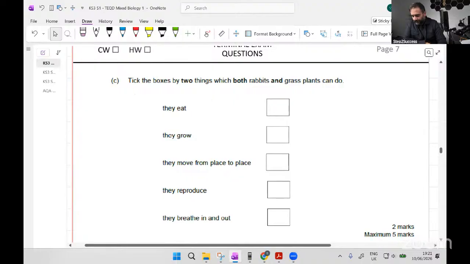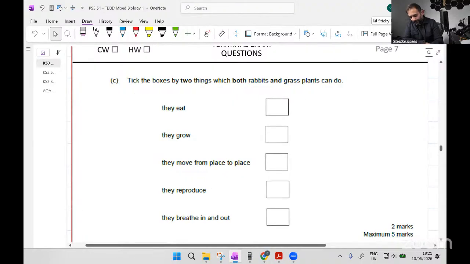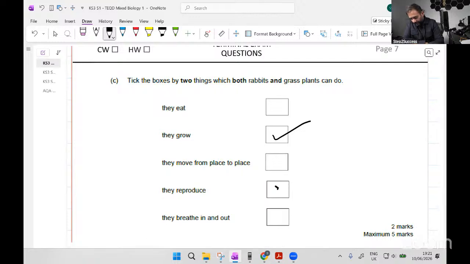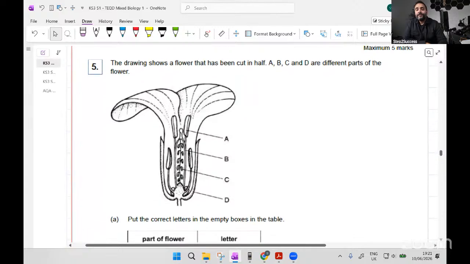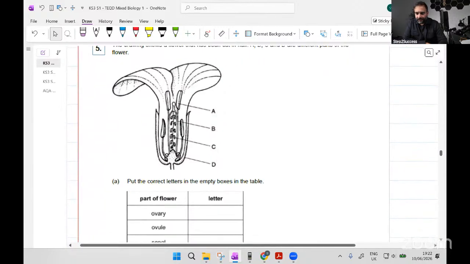Two things which both rabbits and plants do. They definitely grow, they reproduce. Oh, it's only two. Sorry, I thought there were three. Only two. So it's only those two. And then seven and eight.